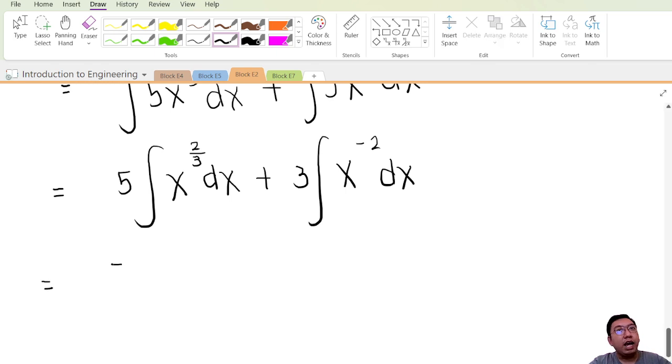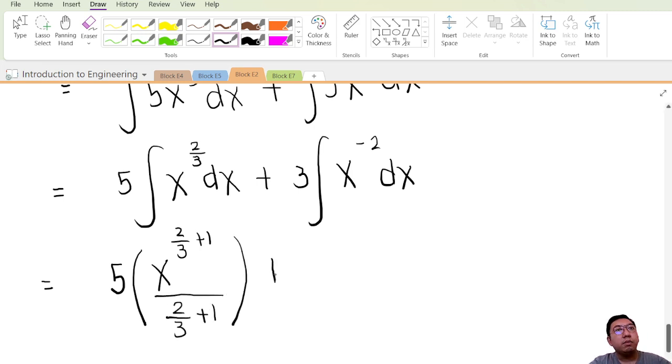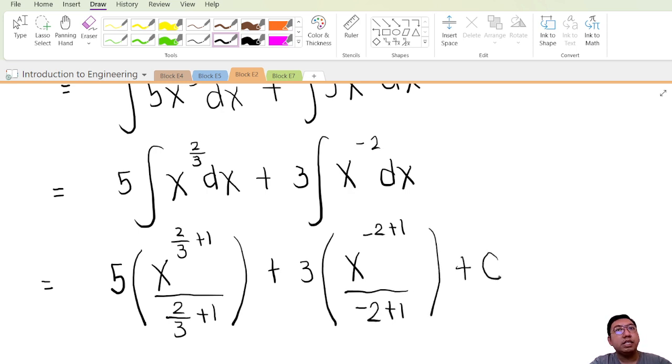So what happens next is you're going to apply the power rule. So that will be x to the 2/3 plus 1, over 2/3 plus 1, and then plus 3 times x to the negative 2 plus 1, over negative 2 plus 1, and then plus c.